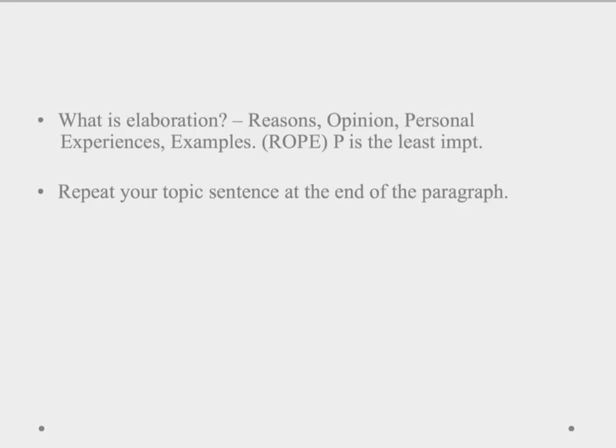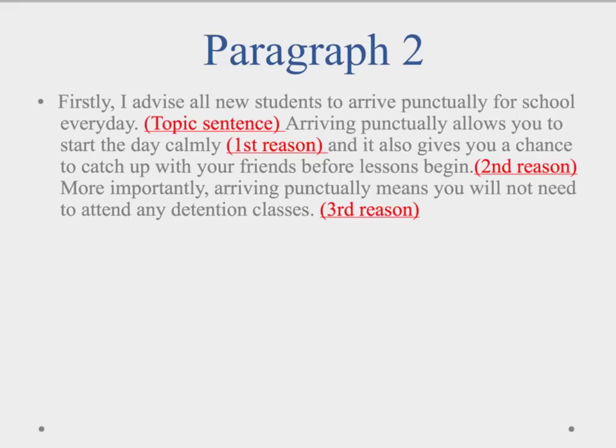So one more time, so you don't forget. Elaboration consists of reasons, opinions, personal experiences, and examples. To be very honest, your personal experiences are the least important. If you can, please go for reasons and opinion and examples over everything else. And repeat your topic sentence at the end of the paragraph so that you remind the examiner what you are talking about.